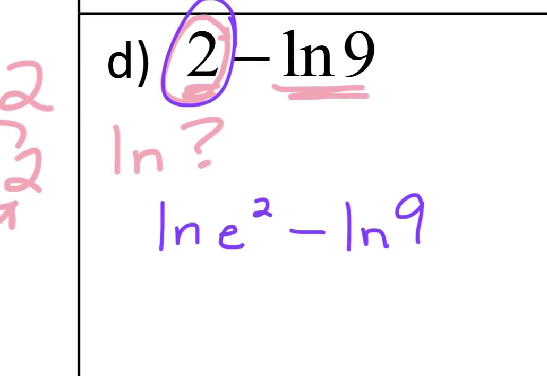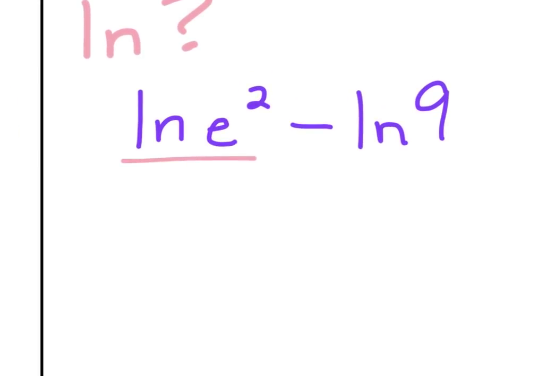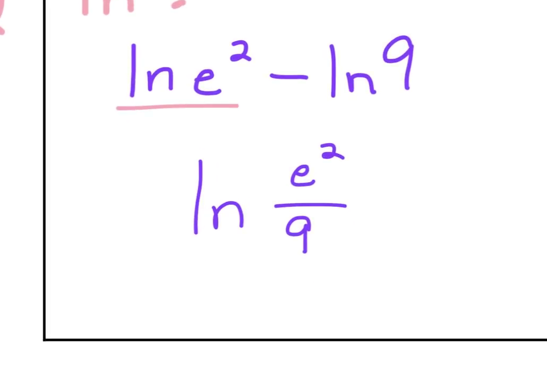And your temptation might be, oh, look, I can simplify ln of e to the second power, but don't simplify it because you just unsimplified it so that you could condense the two terms of this question. So now you've got logarithm minus logarithm. And so your answer is going to be a division problem, ln of e squared over 9.